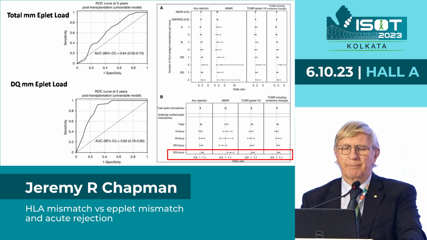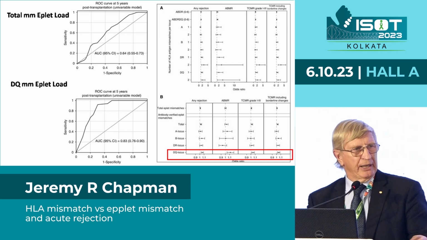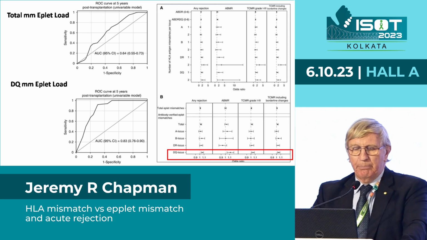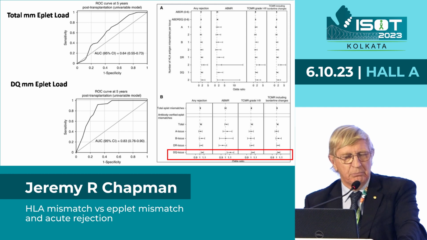0.64. It's just better than a coin toss, but only just better. And would you make clinical decision making on that? Don't think so. If you look at the DQ eplet mismatch load, you do see a slightly better AUC, 0.83. So if you knew the HLA DQ mismatch load, it does impact outcomes at 5 years.